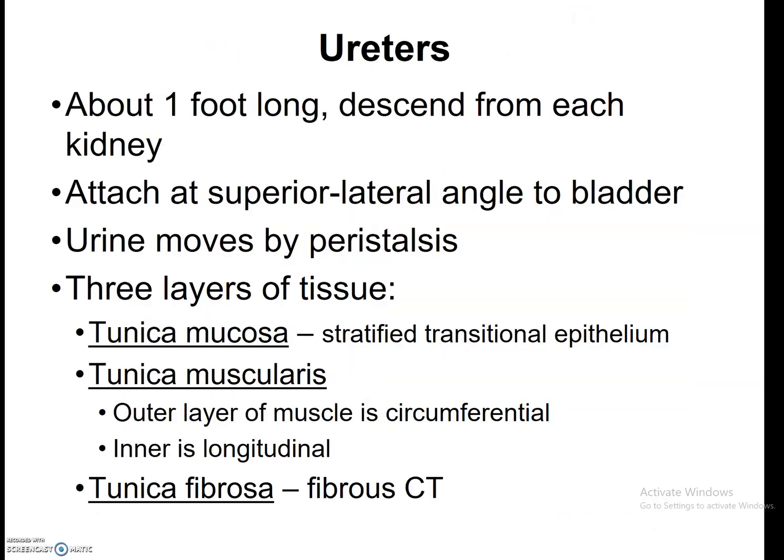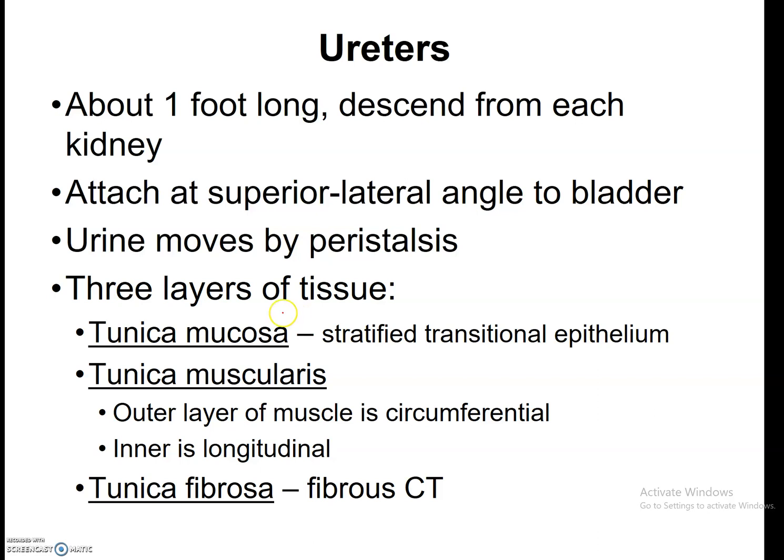The ureters themselves are about 1 foot long. They descend from the kidneys and attach in what we call the superior lateral angle to the bladder, so it's on top and kind of on the sides. Urine doesn't just flow downhill through the force of gravity. There's peristalsis of smooth muscle associated with the ureters themselves that moves urine from the kidneys down to the urinary bladder. There are 3 layers of tissue.